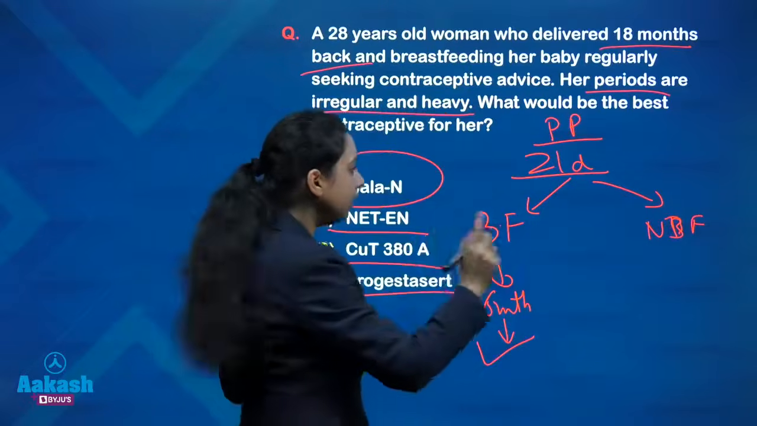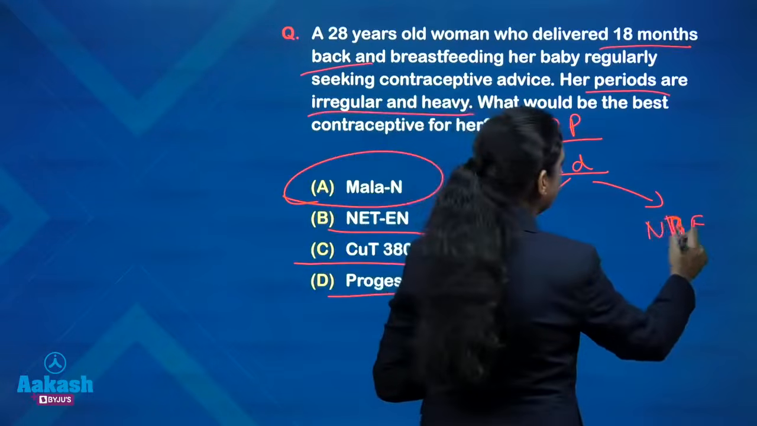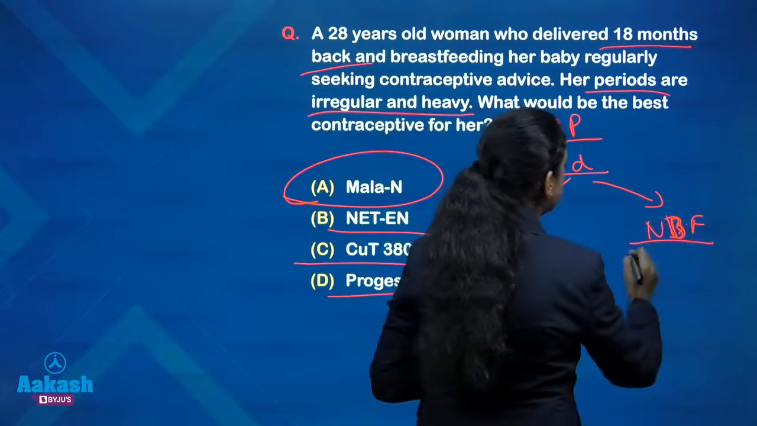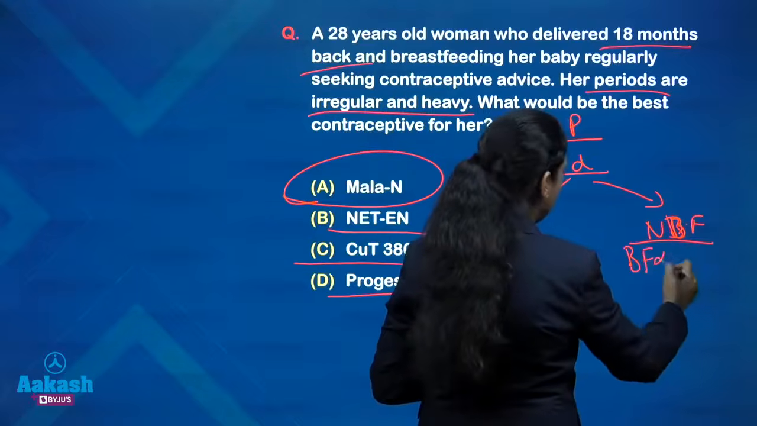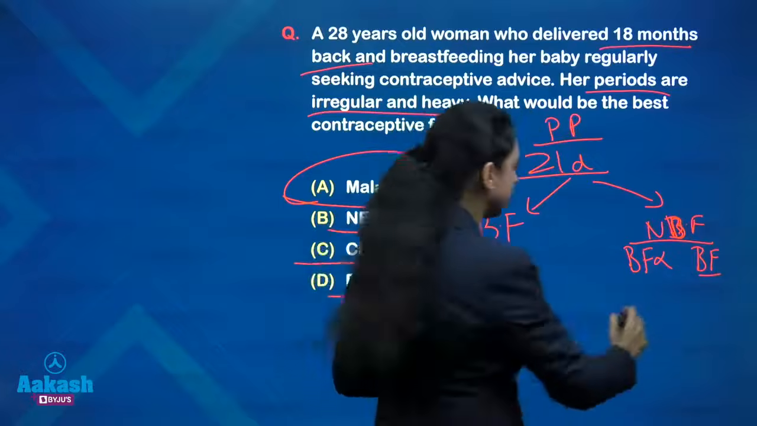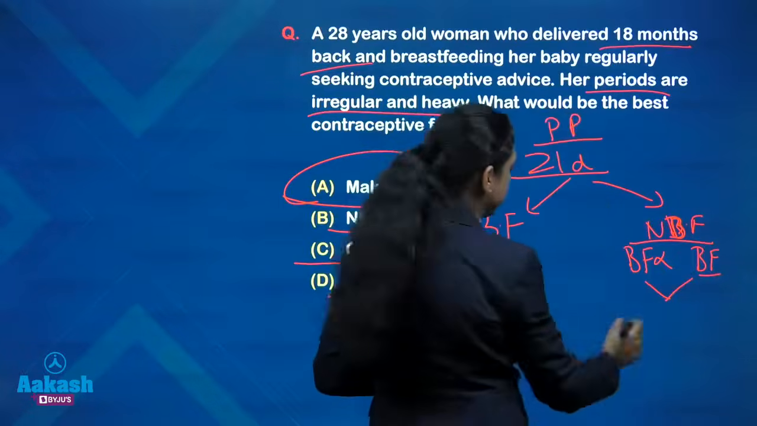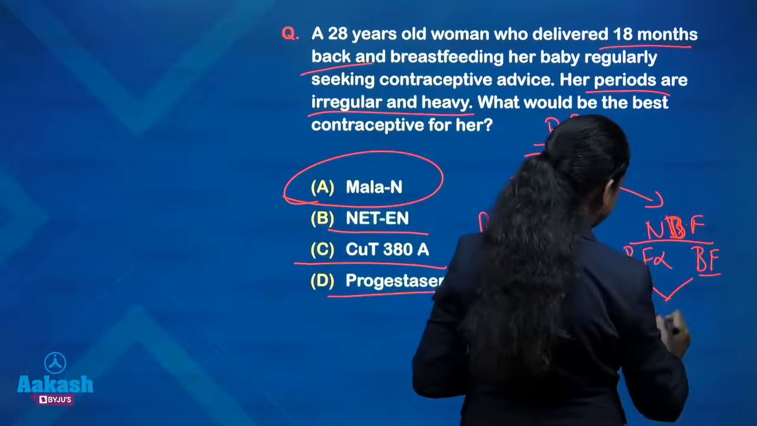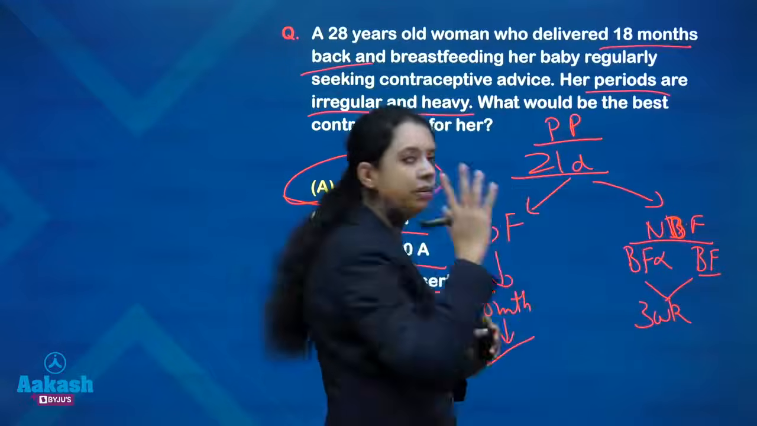Okay. If a patient is non-exclusively breastfeeding, it means either she is not breastfeeding at all or she is breastfeeding but it is not exclusive. In both these cases, start the contraception after 21 days. She can get pregnant. After 3 weeks, you need contraception. But what will you give?